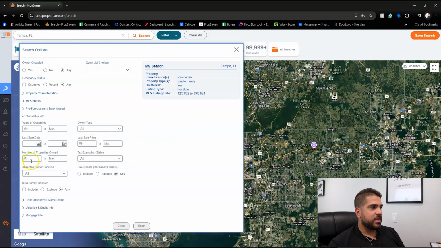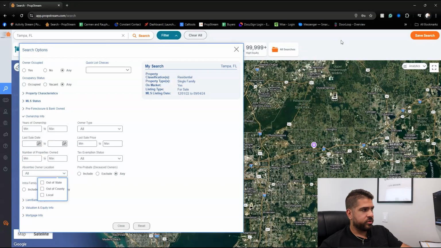Let's say, okay, numbers, properties owned. This is very important. Let's say if you're looking for cash buyers, which this gives you the opportunity to do that. So if somebody, you want to know a cash buyer that owns many properties, right? So they're like a big time cash buyer. So therefore you can put in the information there. When it comes to absentee owner location, when you're looking for people that are not located here, let's say they're landlords, right? So I'll give you an example.